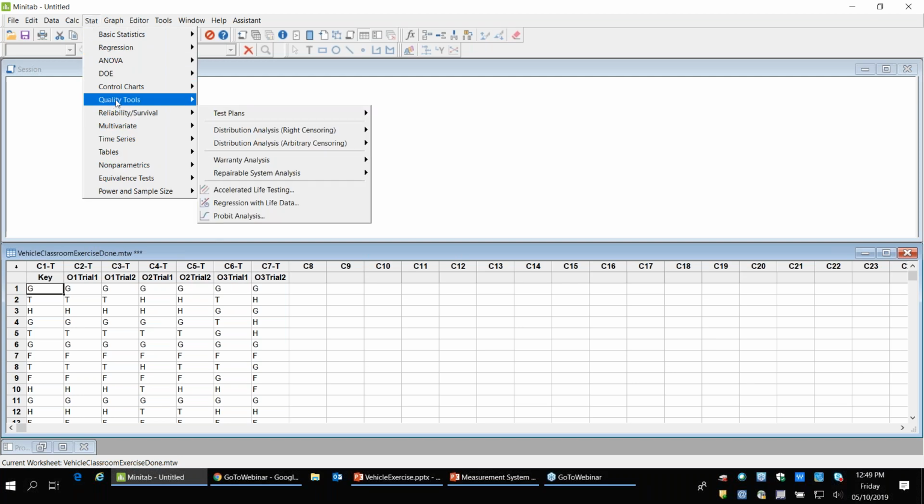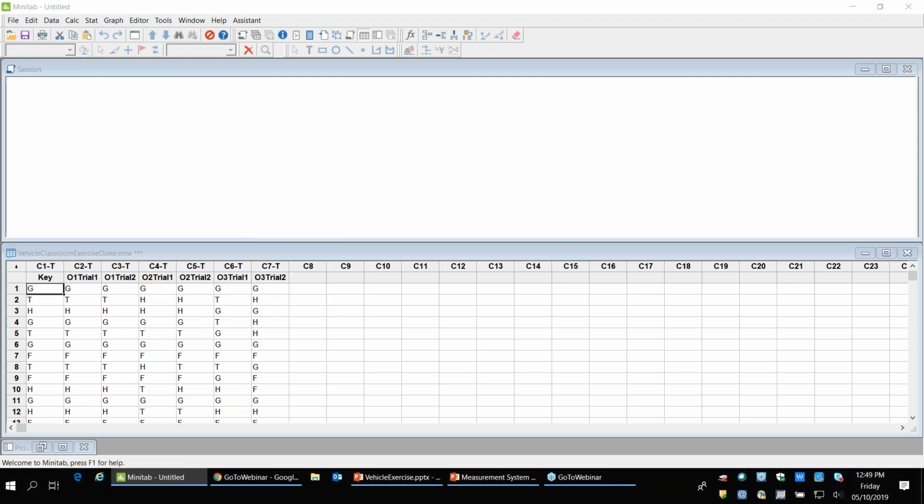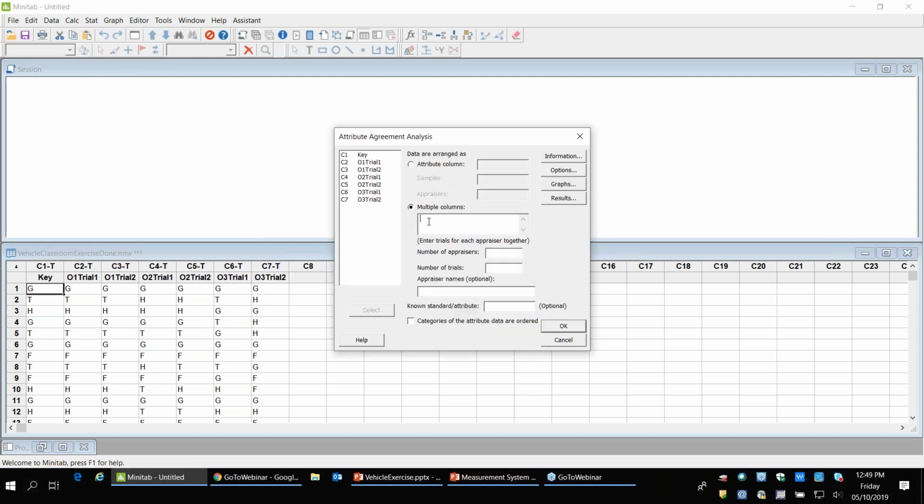So I'm going to go over here to my quality tools, my attribute agreement analysis, and then I'm going to put in my data, which is in these 6 columns here. I have 3 appraisers, 2 trials each, and their names were Jason, Haley, and Tom. And then my key is in this column over here. So that's how I'm going to fill this out. Remember, I don't have ordinal data, so I'm not going to put a check in the box here. Now I'm going to click OK.